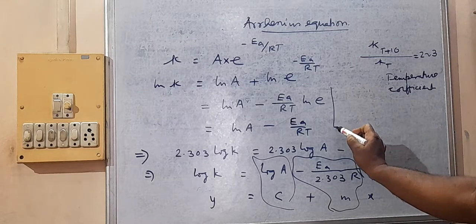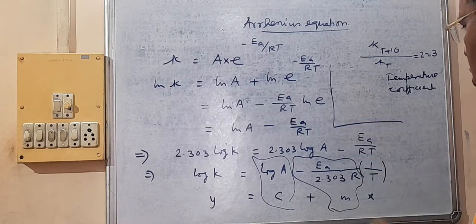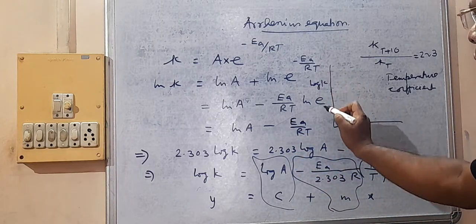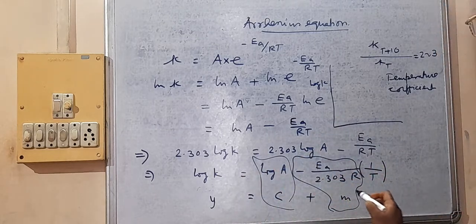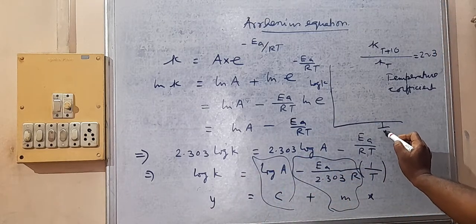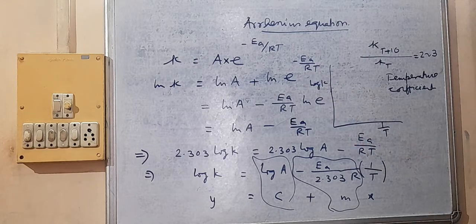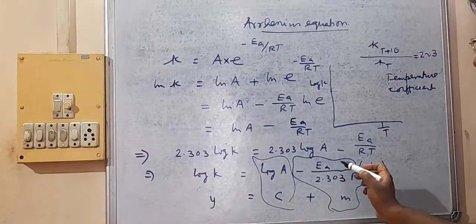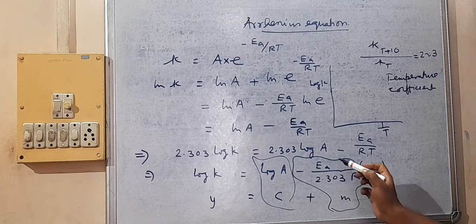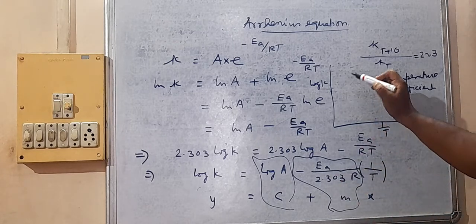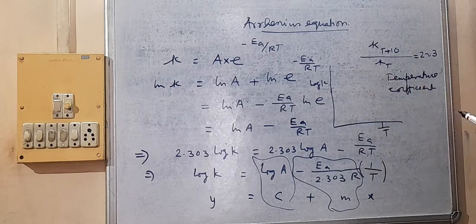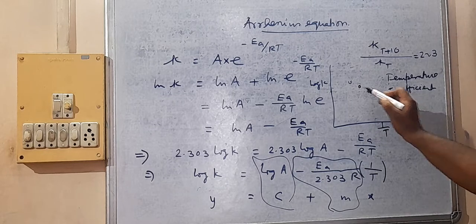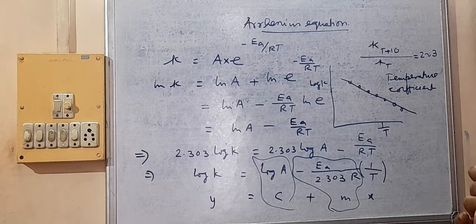naturally you can say that if we make a graphical plot, with log k on this side and the variable 1 by T on the other side, then log k versus 1 by T will give a straight line with positive slope or negative slope. You see here is a minus, so it's a negative slope. We get a straight line with negative slope, with experimental points like this. So this will be the graph.